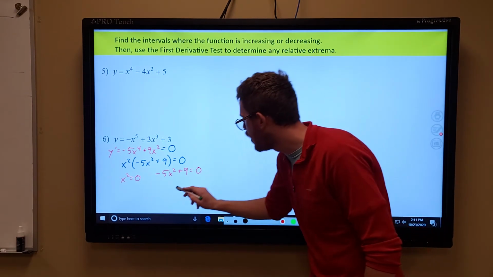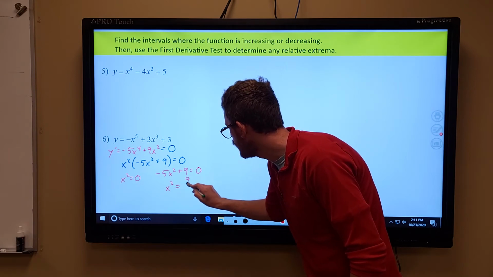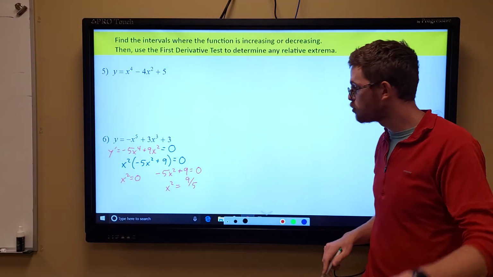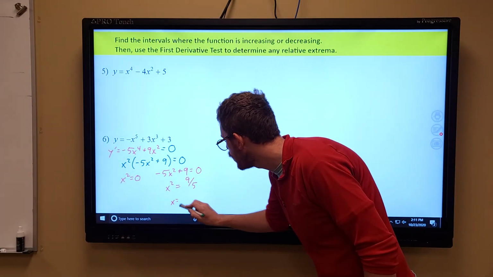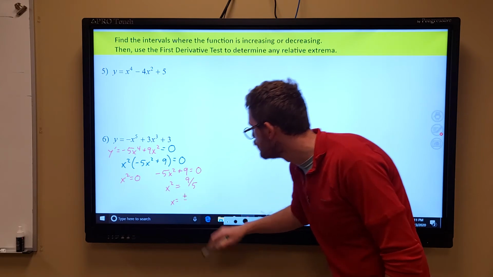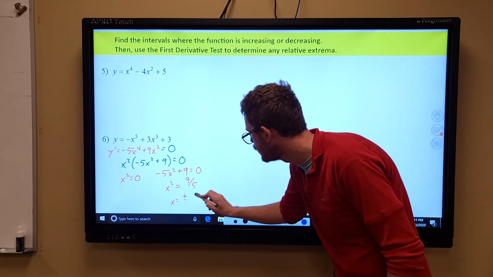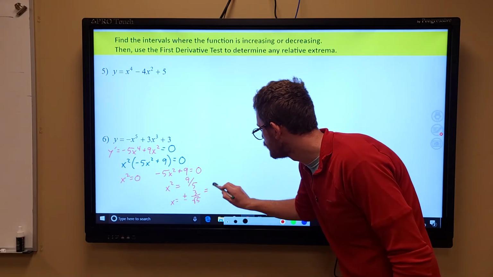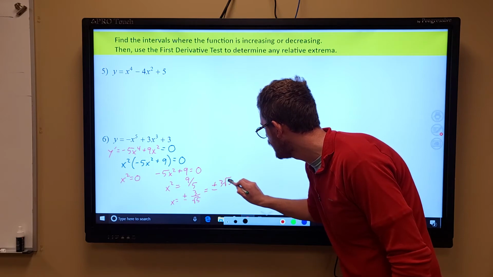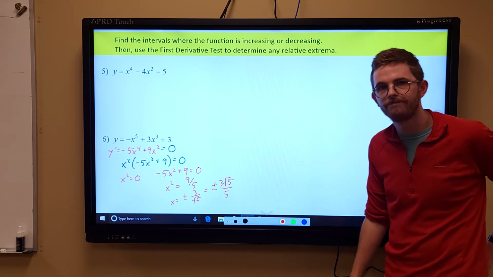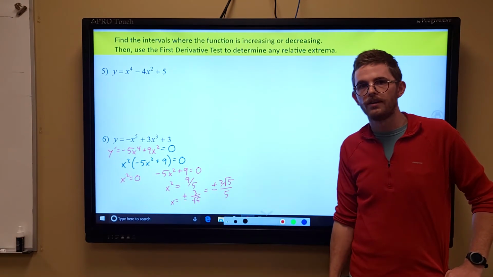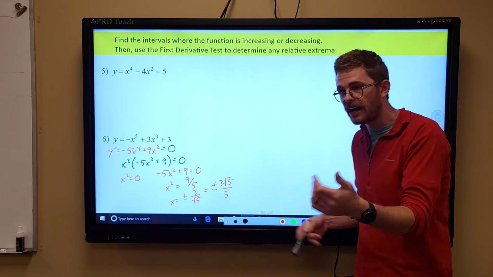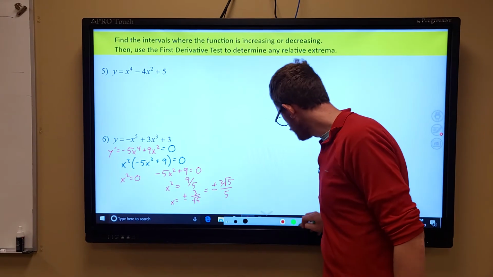Move over the 9, divide by negative 5. We have x squared equals 9 over 5. Ooh, looking pretty, doesn't it? Looks pretty. I know it's not. When you take the square root of both sides and simplify this, it would be plus or minus 3 over root 5, which is positive or negative 3 root 5 over 5. That's pretty nice, huh? I know it's not the nicest value, but you know what? If we can do these nasty values, we can certainly do the easy values.